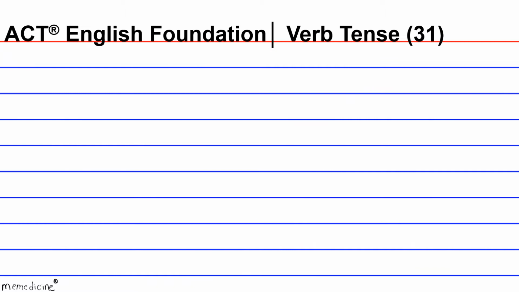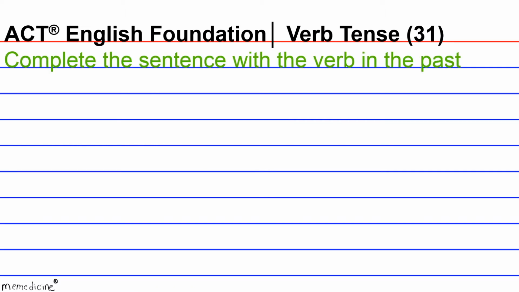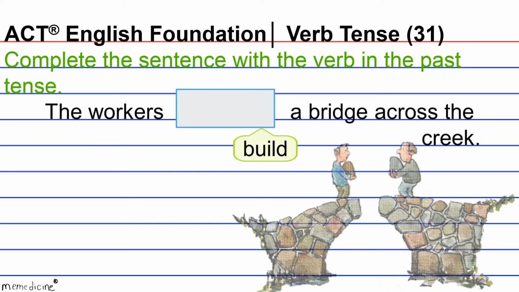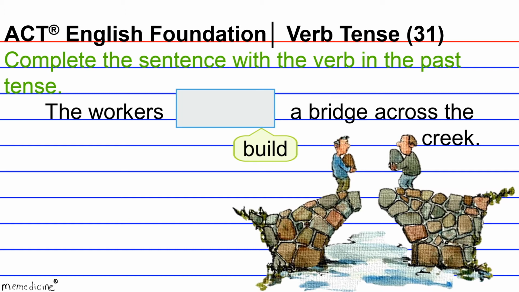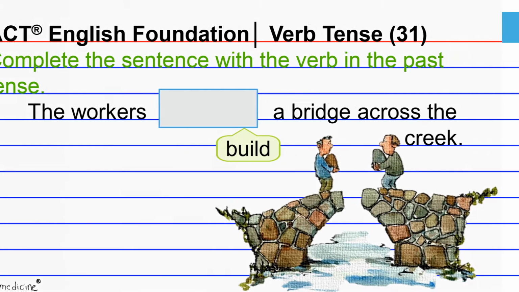ACT English Foundation, Verb Tense, Question 31. Complete the sentence with the verb in the past tense. The workers blank a bridge across the creek. The task here is to shift the tense of build to its simple past tense form.